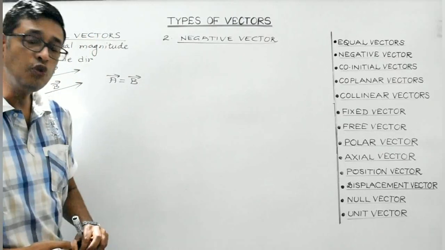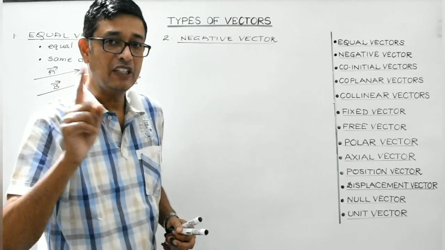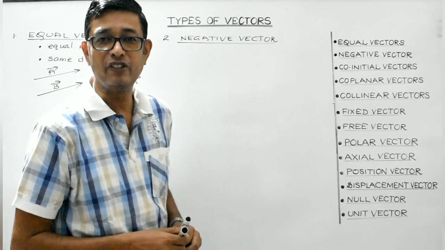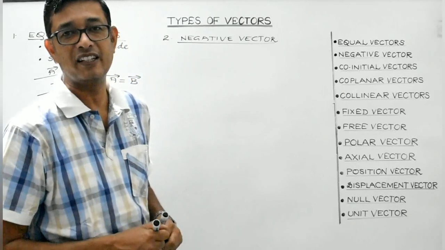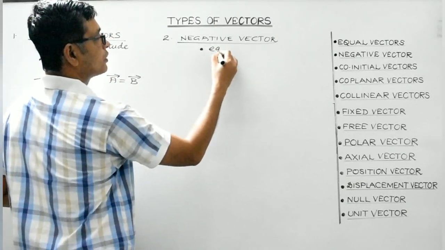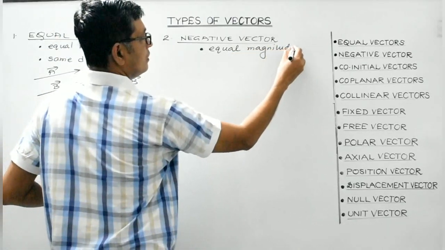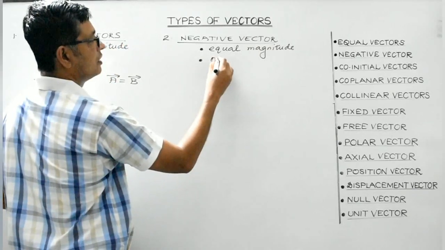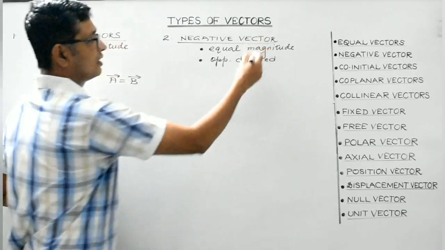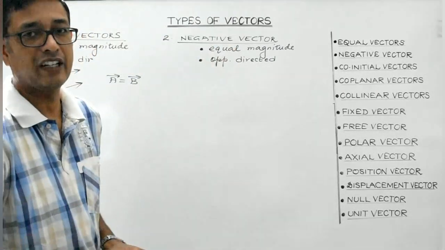Okay. Second, negative vector. Now look, two vectors are said to be negative of each other if they are of equal magnitude but are oppositely directed. That is, the angle between them should be 180 degree. They must be oppositely directed but must be of equal magnitude. So the two conditions are, they must be of equal magnitude, and second condition is they must be oppositely directed. So these are the two conditions for a vector to be negative of another given vector, right?